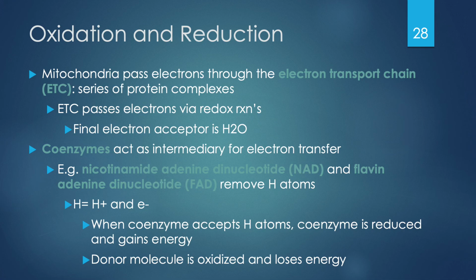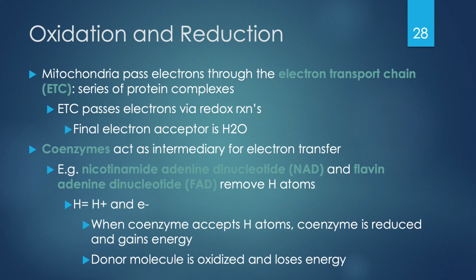The electron transport chain is really just a series of protein complexes through which mitochondria are going to pass electrons. As they pass the electrons from protein complex to protein complex to protein complex, they're going to be changing the protein complexes along the way. Okay? And it does this through the process of reduction reactions or redox reactions. And so the final electron acceptor at the end of the process is water. So we have a byproduct of water and then whatever other protein complex the mitochondria is creating.